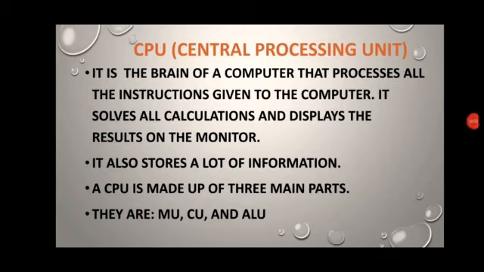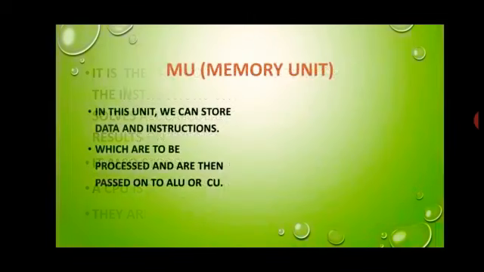Students, now you know the meaning of CPU, full form of CPU and all the main three parts of the CPU, that means memory unit, control unit and arithmetic logical unit. First, MU, memory unit. In this unit we can store data and instructions which are to be processed and are then passed on to ALU or CU, that means arithmetic logical unit or control unit.